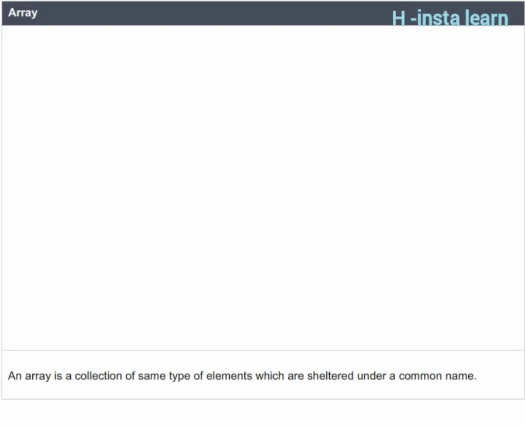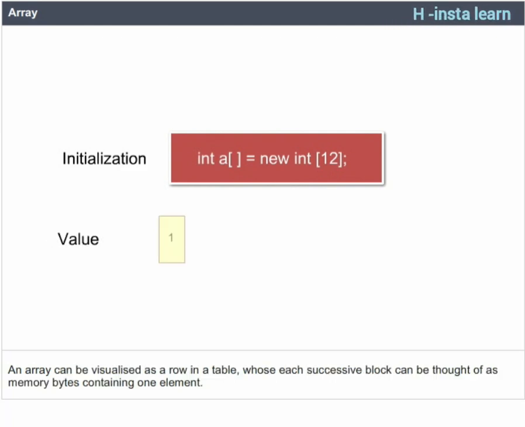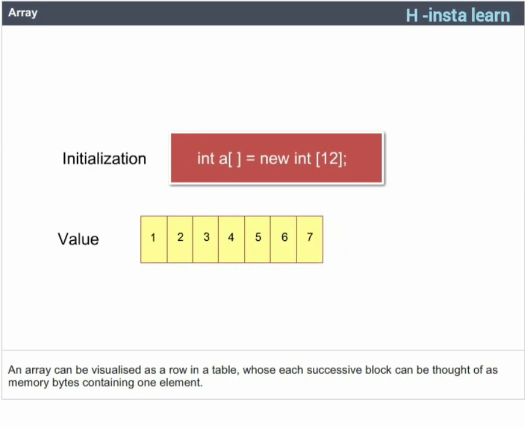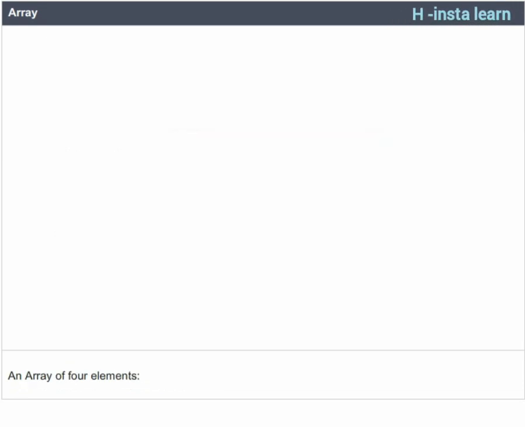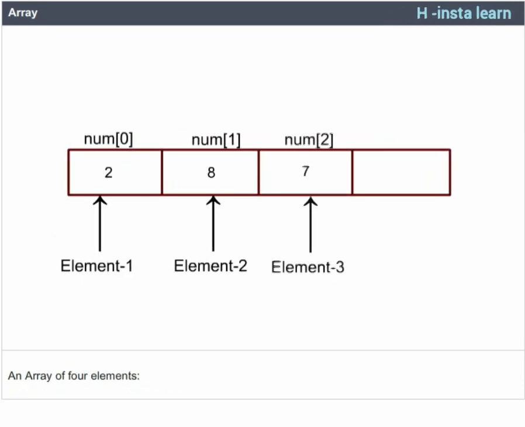Array. An array is a collection of same type of elements which are sheltered under a common name. An array can be visualized as a row in a table whose each successive block can be thought of as memory bytes containing one element. An array of 4 elements: element 1, element 2, element 3, element 4.